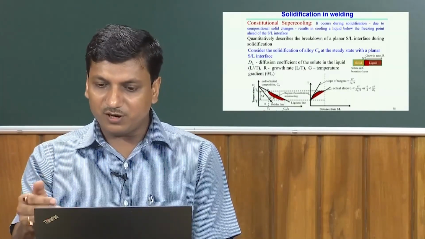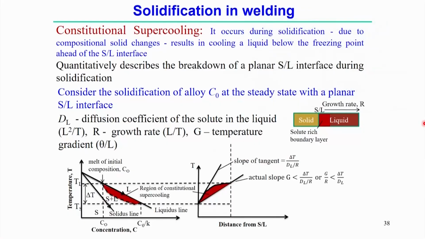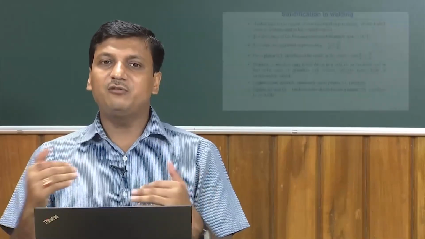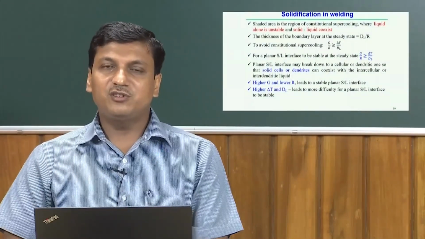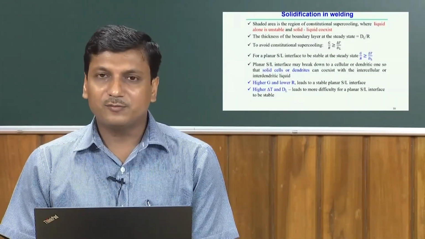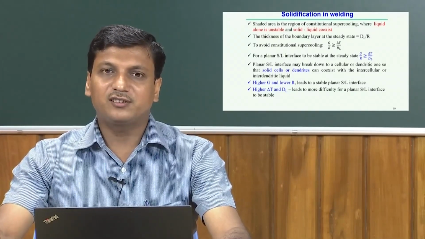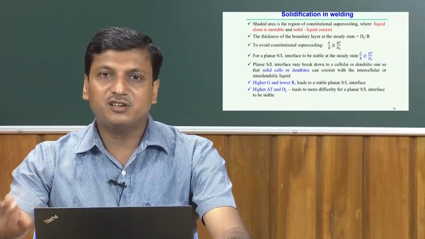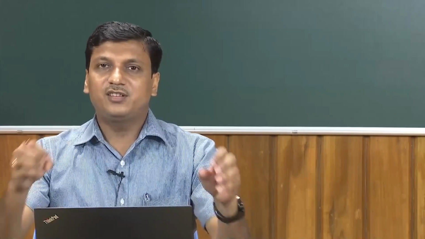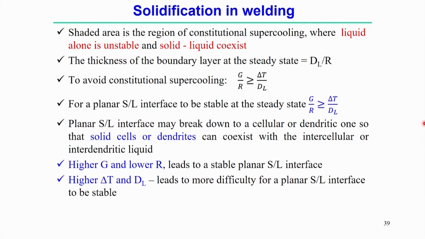Now we will look into other conditions, or try to explain physically what the mathematical condition for constitutional supercooling is and how it can be linked with the solidification behavior during the welding process. First, the shaded area represents the constitutional supercooling, therefore that region consisting of liquid alone is unstable. In that zone basically solid and liquid coexist.